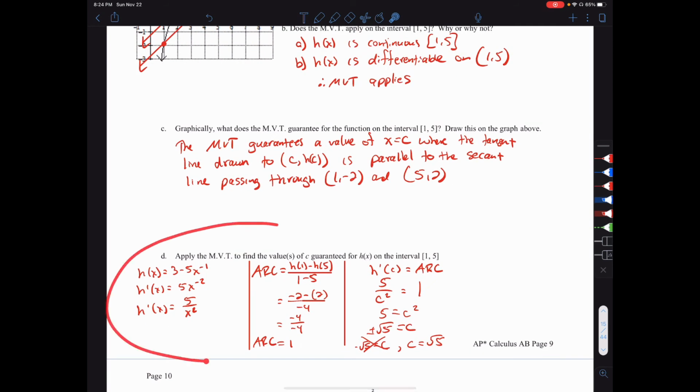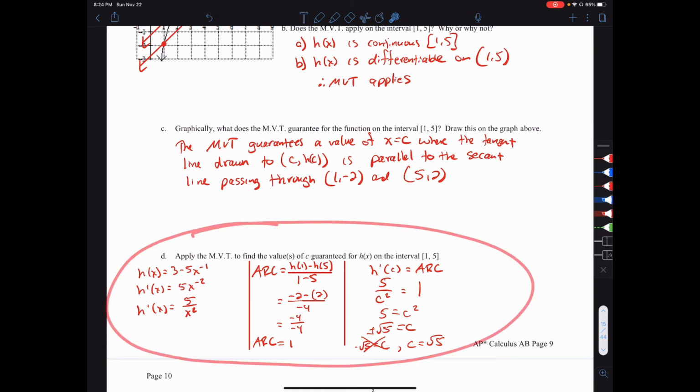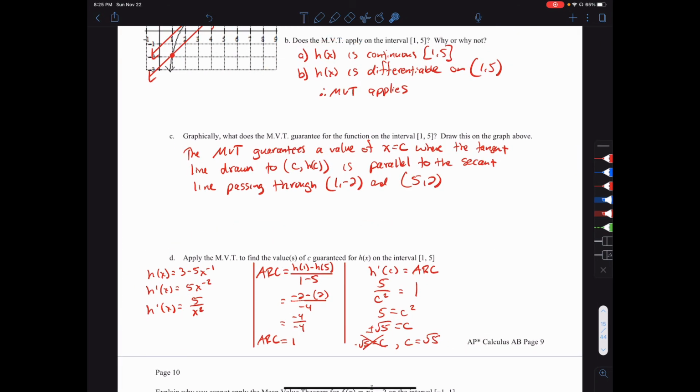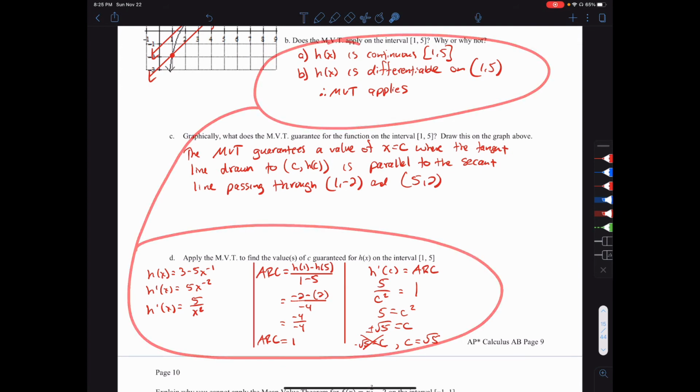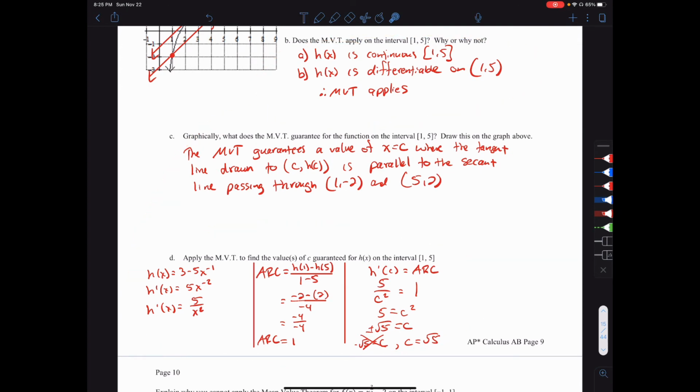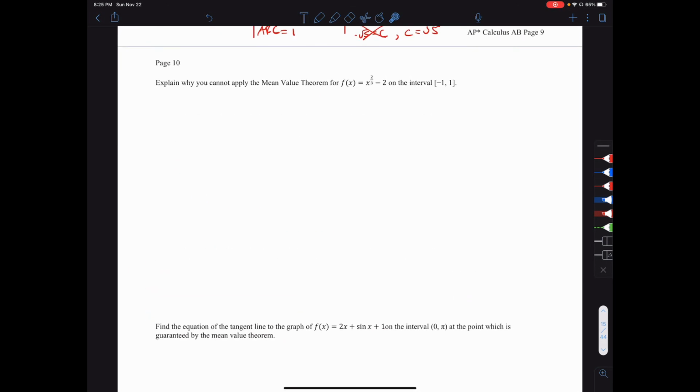This is the mean value theorem. It's this right here. But you have to know if it applies. So combining these two things is probably as hard as it's ever going to get with the mean value theorem. Let's check out some more examples here, and then we'll be done with these notes.